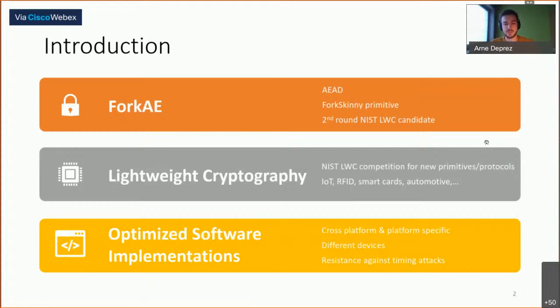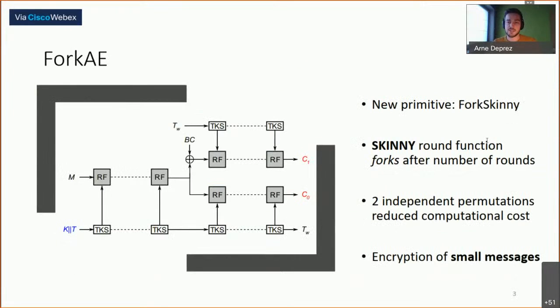And what we did is research the possibilities for designing optimized software for ForkAE. We made several implementations, some that are meant to be portable, but also implementations that target platforms with specific properties. ForkAE, as I said, is based on a new type of primitive, a fork cipher. The fork cipher used here is ForkSkinny, which is based on the Skinny cipher.